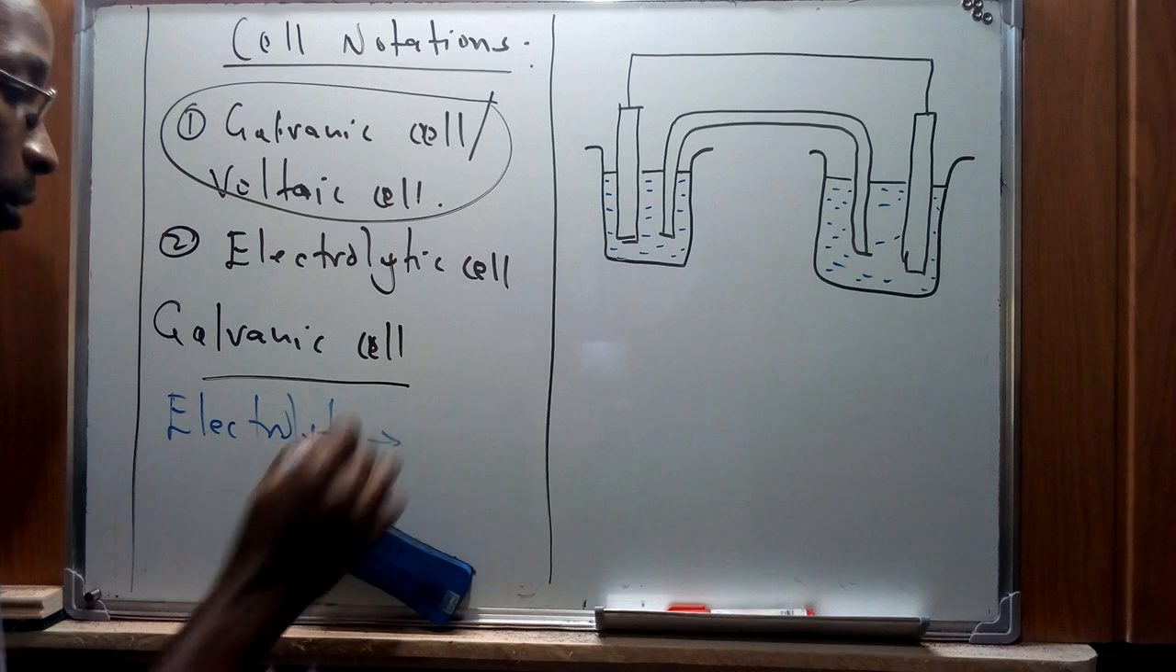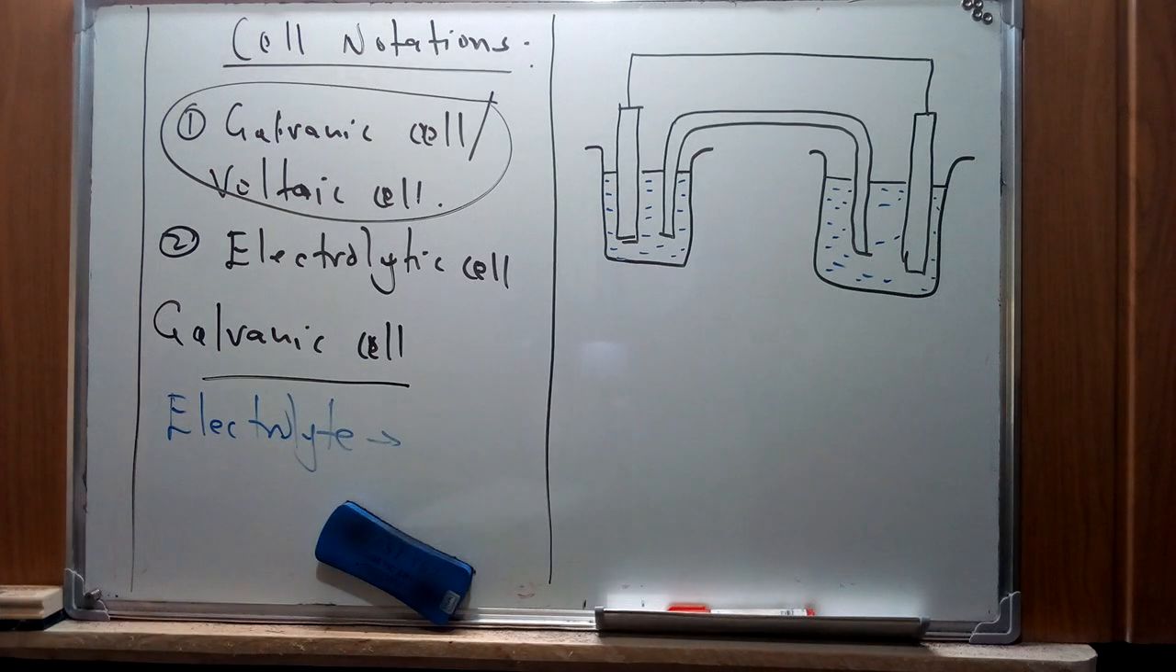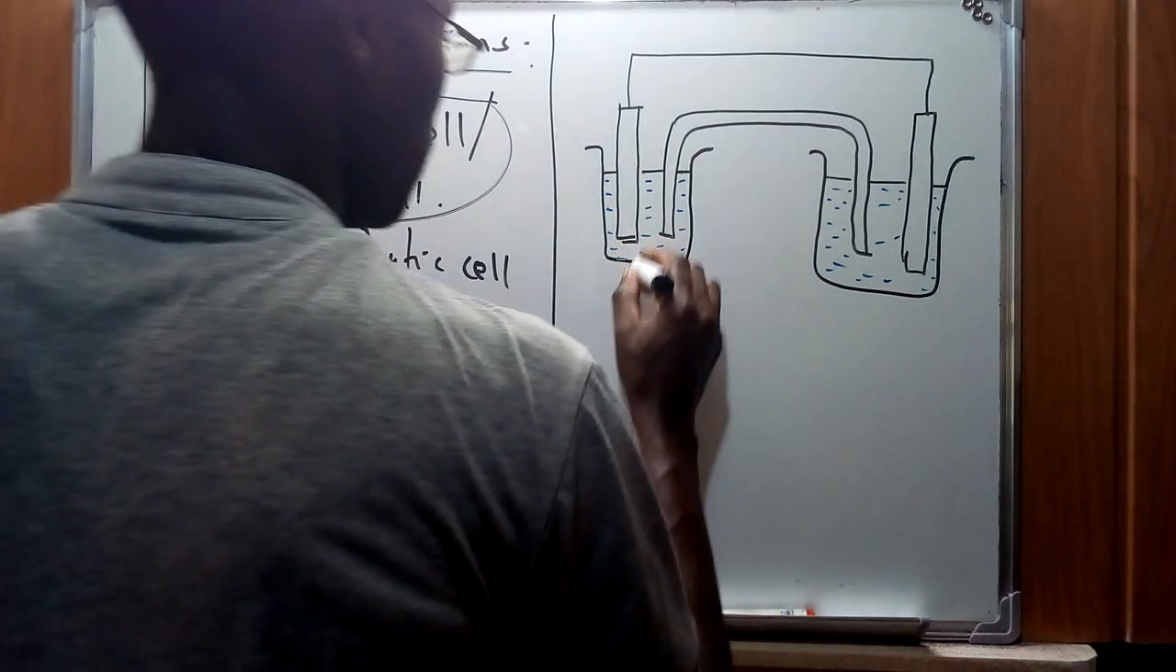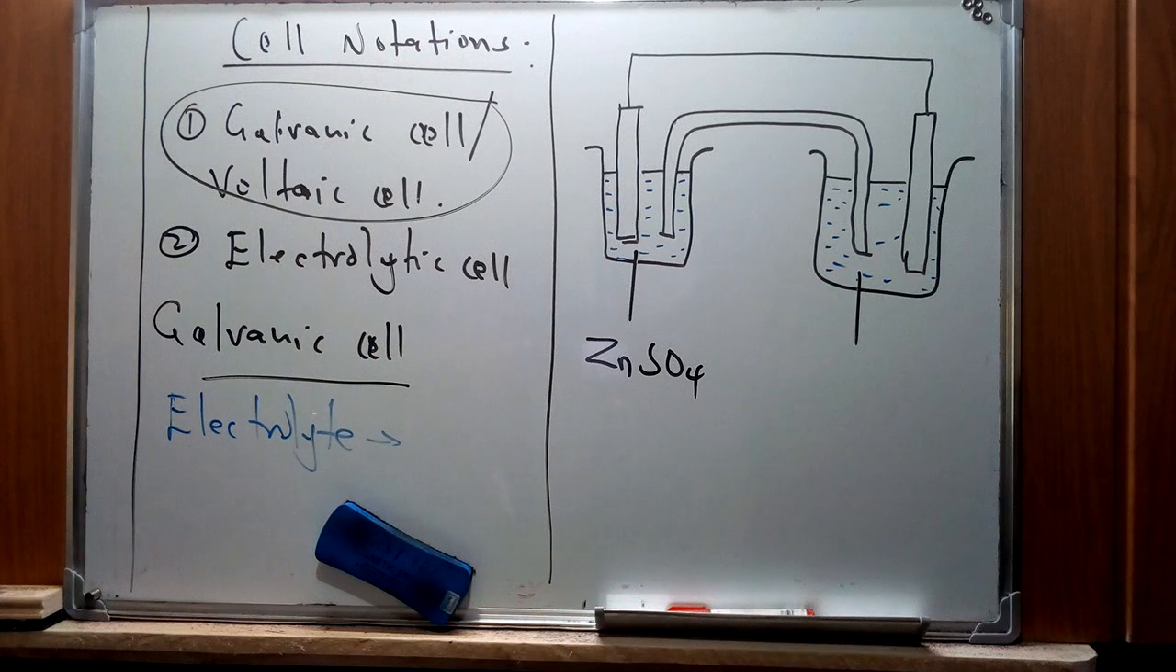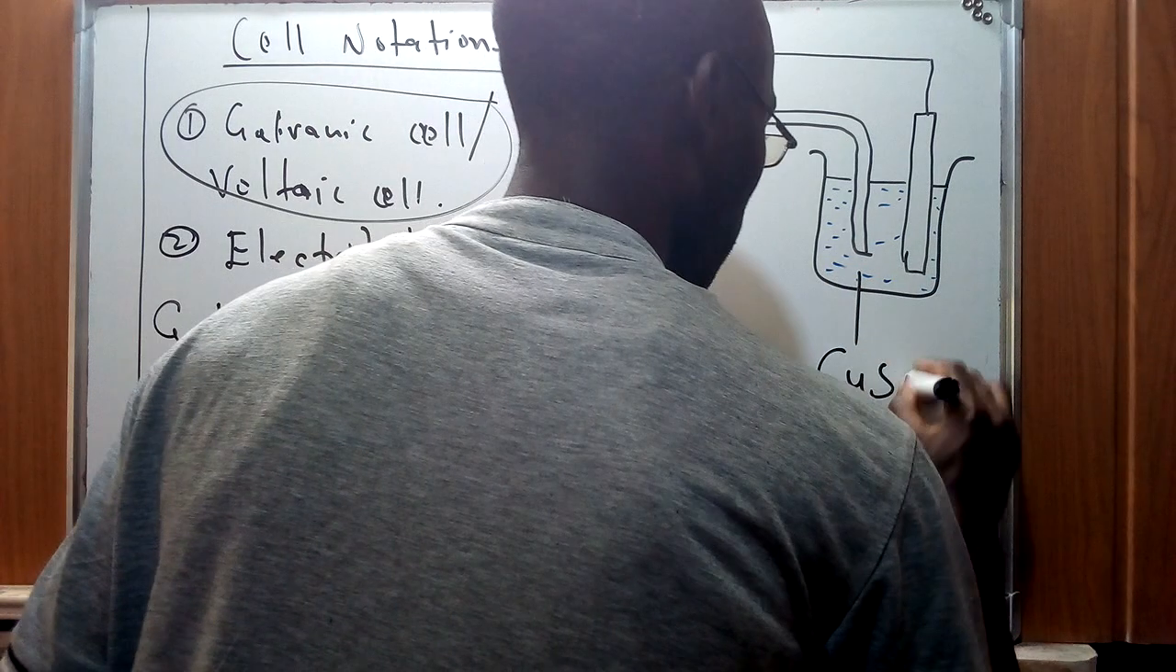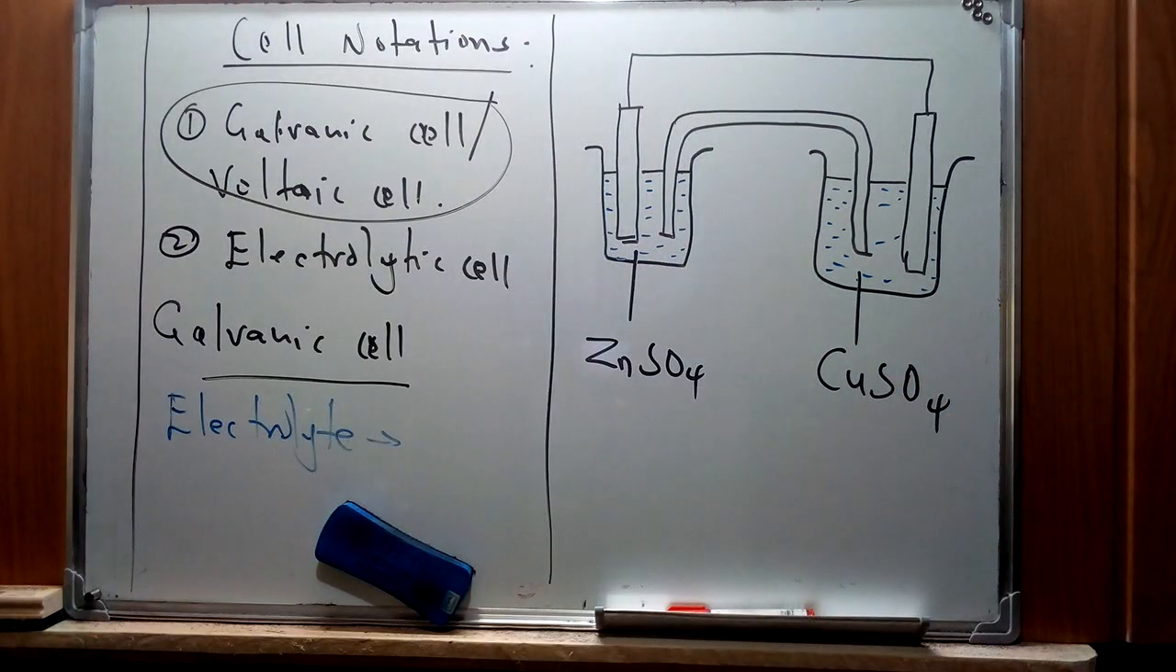Basically, this is a solution that conducts electricity since it contains free ions. It's made up of compounds which are able to dissociate in solution and form free ions, like common salt, maybe sodium chloride, which can form free ions in solution. So in this case, we're going to use the compound zinc sulfate. It's a salt, zinc sulfate. And then the second one is going to form a solution of copper sulfate. And we're going to use the two in order to illustrate how we can give a notation for the electrochemical cell.